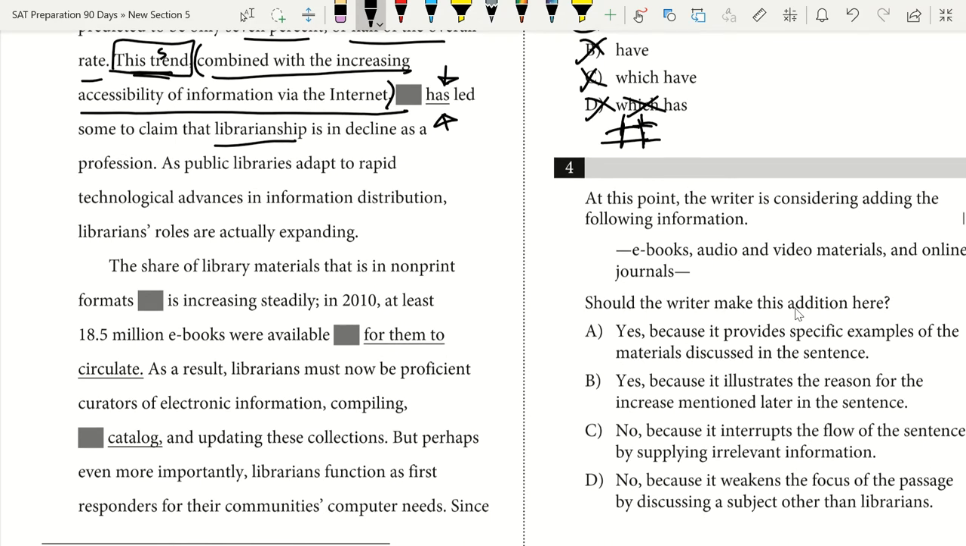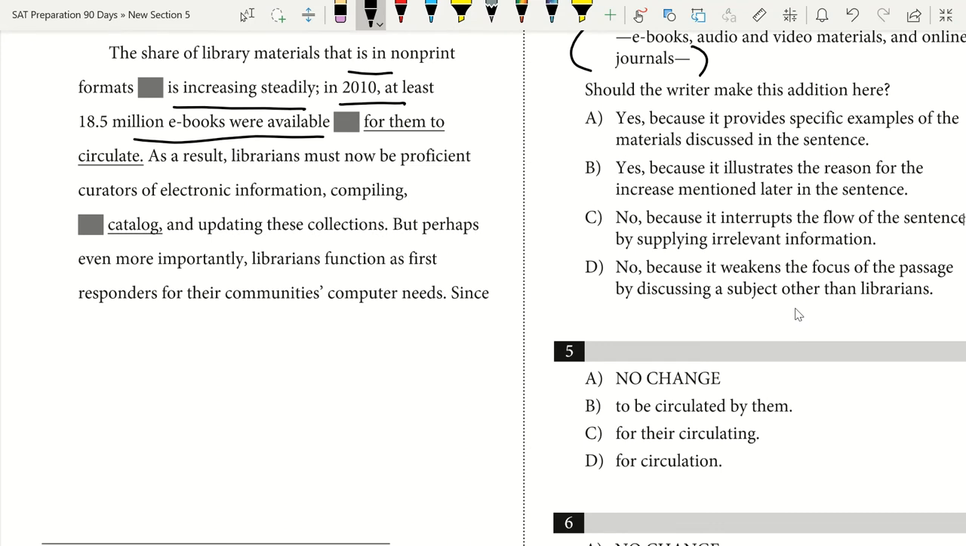As public libraries adapt to rapid technological advances in information distribution, librarians' roles are actually expanding. The share of library materials that is in non-print formats. Now I'm asked if we should include this. In order for me to know if I should include something, I usually want to read on and finish my sentence. All right, so in non-print formats is increasing steadily. In 2010, at least 18.5 million ebooks were available for circulation. We wouldn't say for them to circulate because we already know that those for them is the librarian, so we don't want to repeat that. So we would just say 18.5 million ebooks were available for circulation.